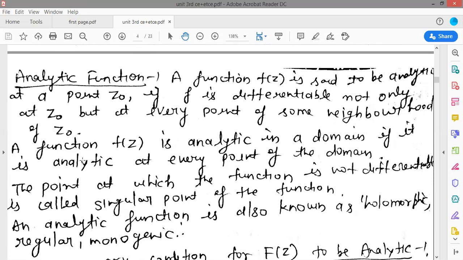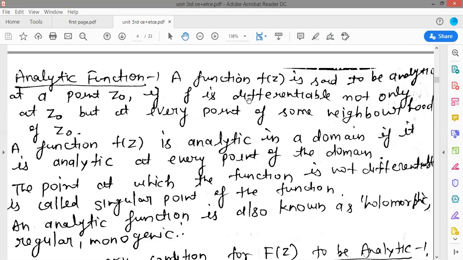Now, the next topic is the analytic function. Very important topic, analytic. So, a function f(z) is said to be analytic at a point z₀ if f is differentiable not only at z₀ but at every point of some neighborhood of z₀. So, what does this mean? What is the meaning of this line?